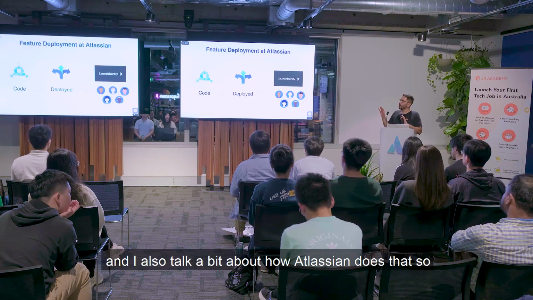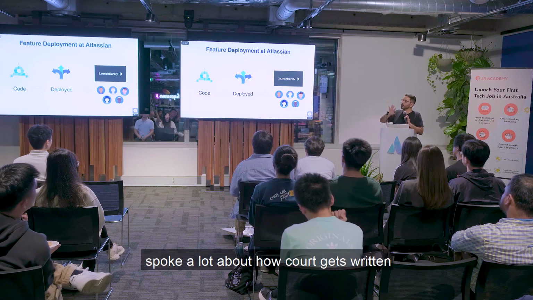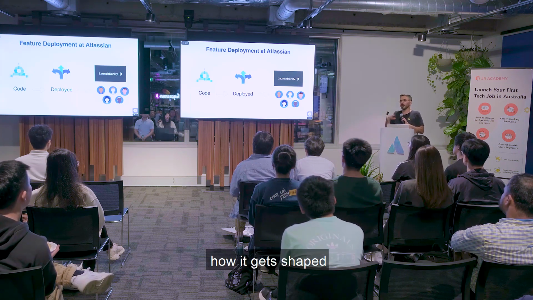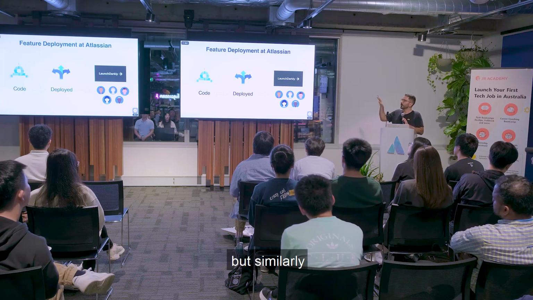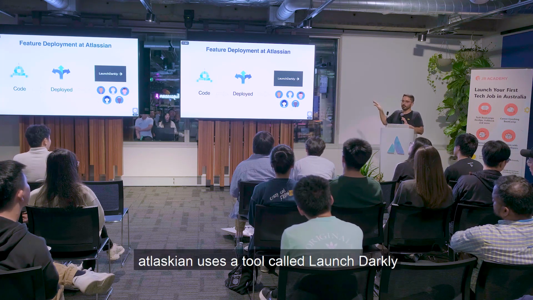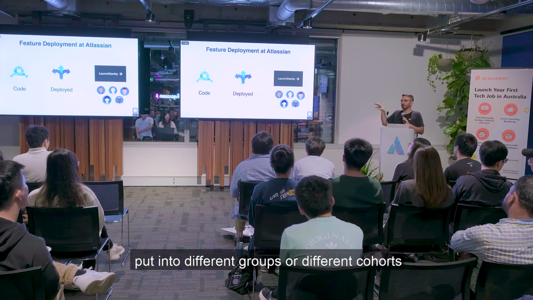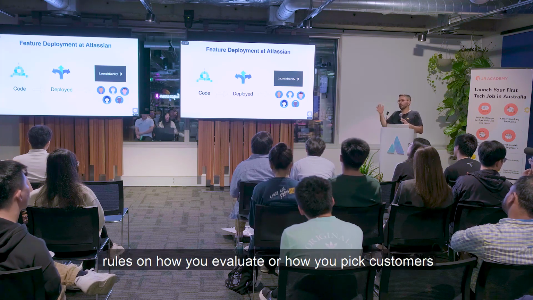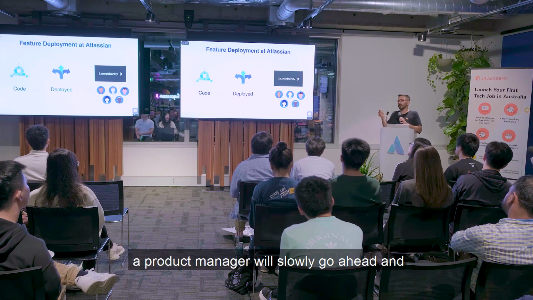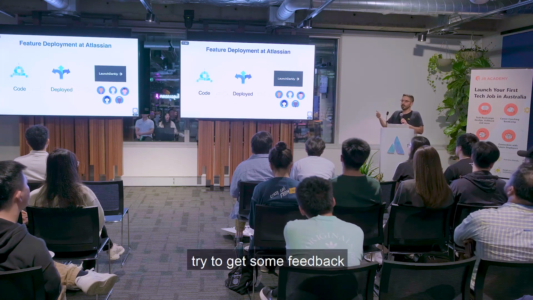And I'll also talk a bit about how Atlassian does that. We spoke a lot about how code gets written and how it gets shipped, so the code and deployment piece I've already covered. But similarly, Atlassian uses a tool called LaunchDarkly. Your customers are again put into different groups or cohorts. A feature will get deployed, and then using LaunchDarkly, which has some rules on how you pick customers, a product manager will slowly start enabling the rollout for say 2 or 3% of all customers, to try to get some feedback.